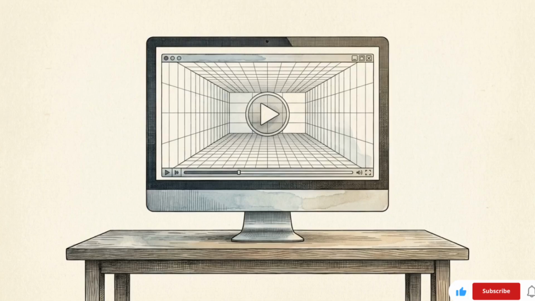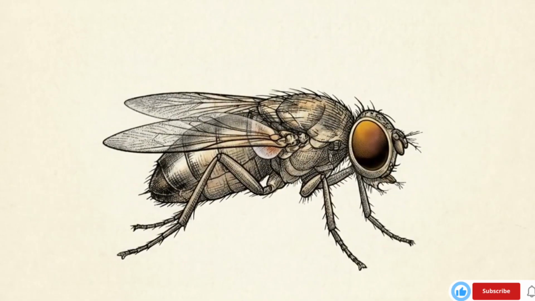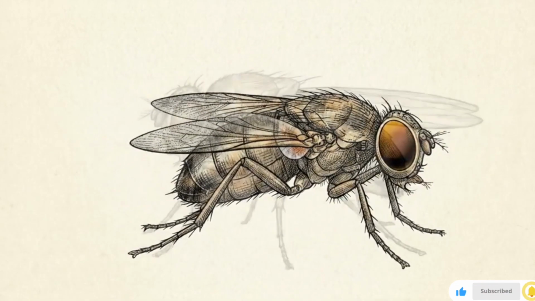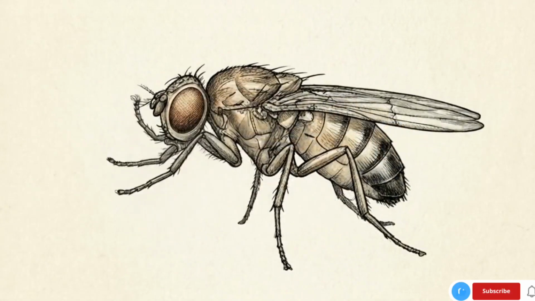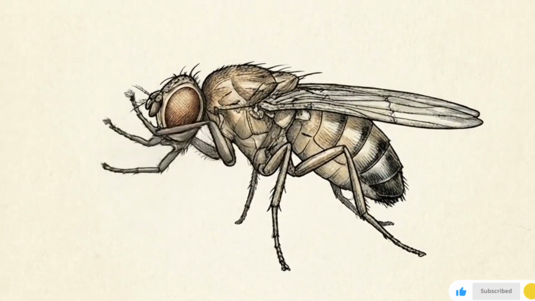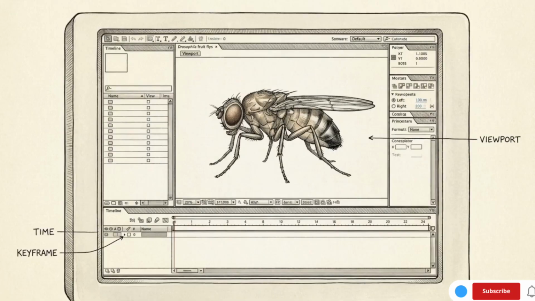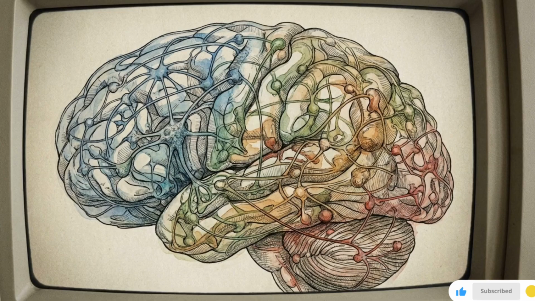In March 2026, Eon Systems released a video that looked like a standard 3D animation. It shows a digital fruit fly walking around a blank virtual space, stopping to groom its antennae and reaching out as if to feed. But there is no animator behind those movements. Every twitch of that leg and flutter of the wing is driven by a simulated biological mind operating directly inside the computer.